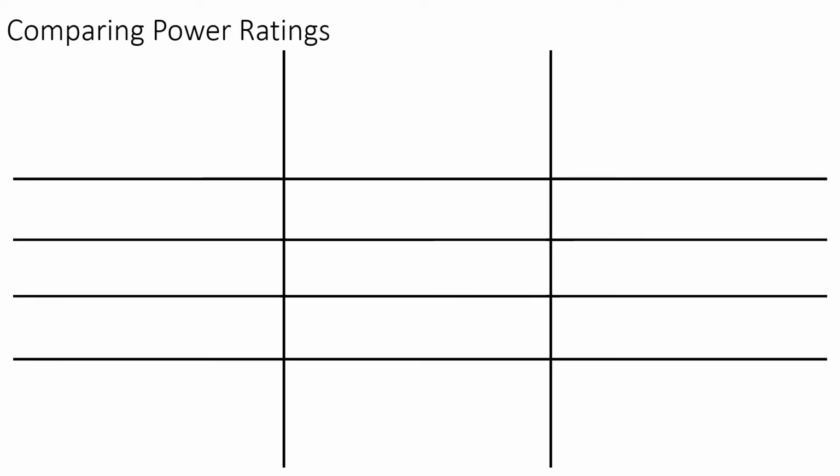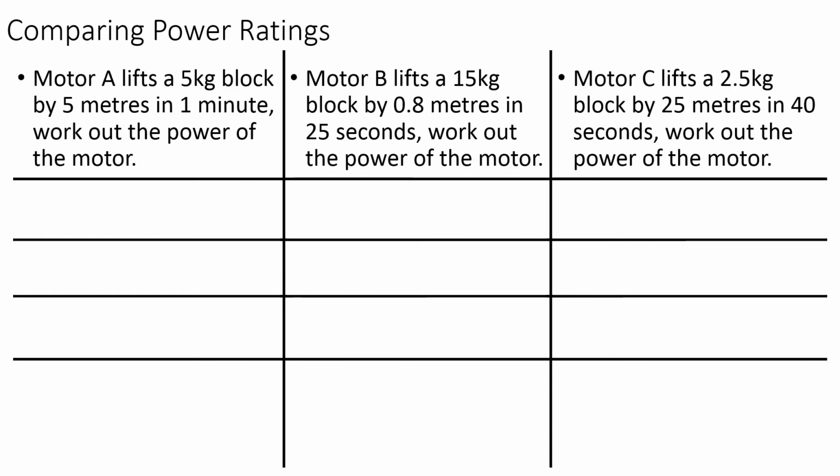When it comes to comparing power ratings, it's not completely obvious what's the object or motor with the most power, because obviously it's dependent on time, and as time decreases, when your denominator is a smaller number, the overall number is going to be higher. When you divide by a smaller number, you get a larger number.